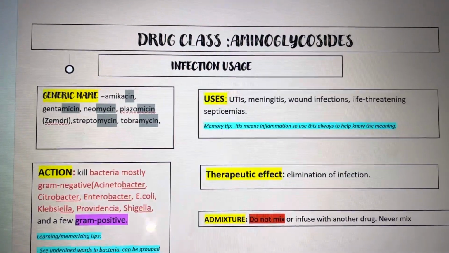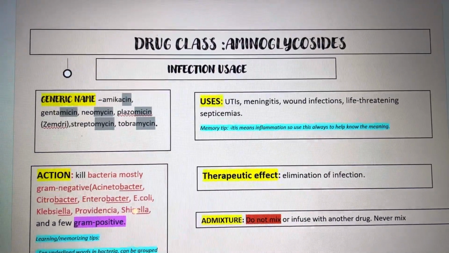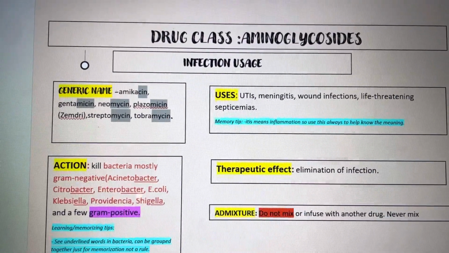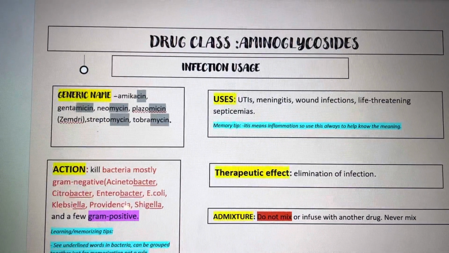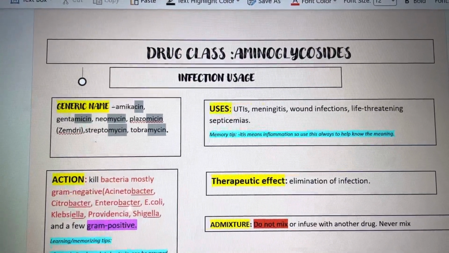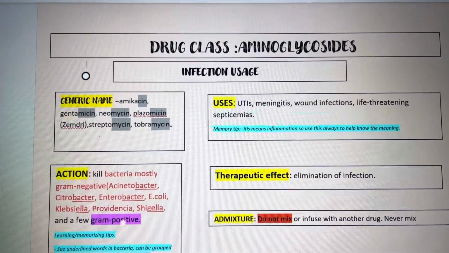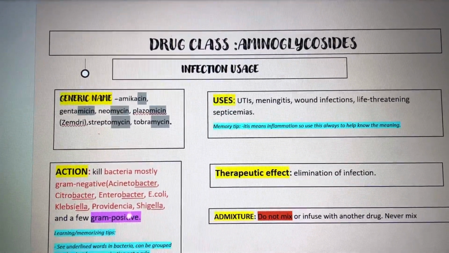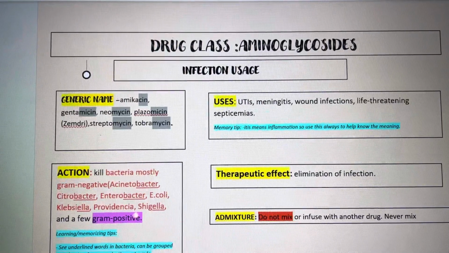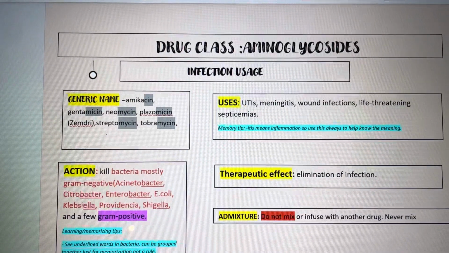Now we're going to talk about the action of the drug. So it can kill bacteria, mostly gram-negative and a few gram-positive. And another memory trick, as you see, the color of the gram-negative is red, and gram-positive is purple. Why is it like that? Because when we stain the bacteria, the negative ones turn out to be red and pink, and the gram-positive turn out to be purple. So just looking at the color, our brain can help us understand and keep this in our mind. Just looking at the color, we can differentiate between the two kinds of bacteria.